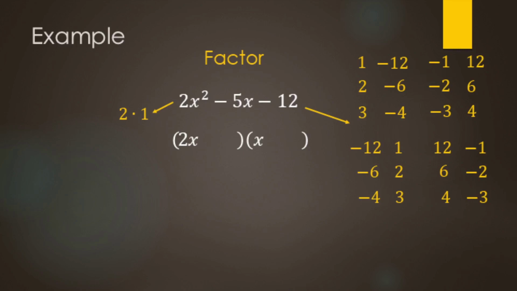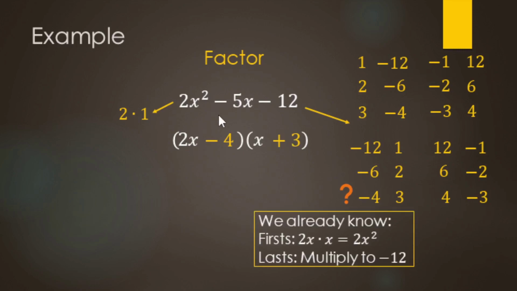Now we just start picking them, right? So we can start with the negative 4, 3. So we have a 2x minus 4 and then an x plus 3. Now remember, the 2x times x is always going to make 2x squared for the firsts, and then the lasts, negative 4 times positive 3 is going to make a negative 12. Any of these numbers is going to make negative 12. So you already know first is good and last is good. So now you just need to check the outers and the inners.